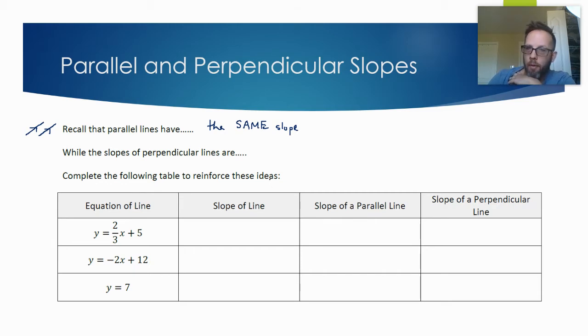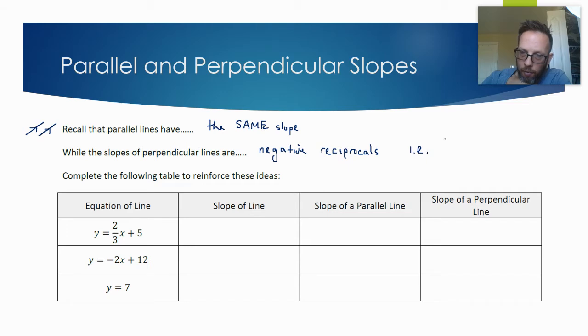And then in your grade 9 course, you investigated. I often spend just a whole day looking at this, but you would have looked at the slopes of perpendicular lines and asked, well, what's the relationship between those guys? And you would have come to this conclusion that slopes of perpendicular lines are negative reciprocals. What do negative reciprocals mean?